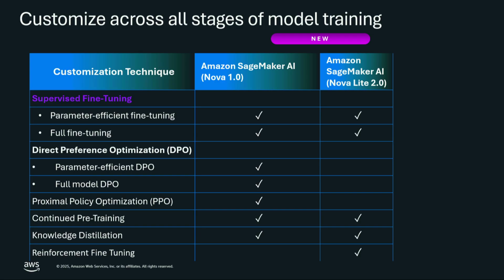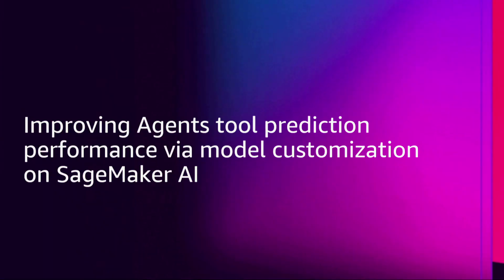That is also available in 1.0, and similarly PPO, which is very similar to DPO, but another class of RLHF technique. And then we have reinforcement fine-tuning, which is the state-of-the-art RLHF as of today, which is available in 2.0. The reason why it is only in 2.0 is because RFT, reinforcement fine-tuning, works much better on a reasoning model. And Nova 2 Lite is a reasoning model. So that's why that combination.